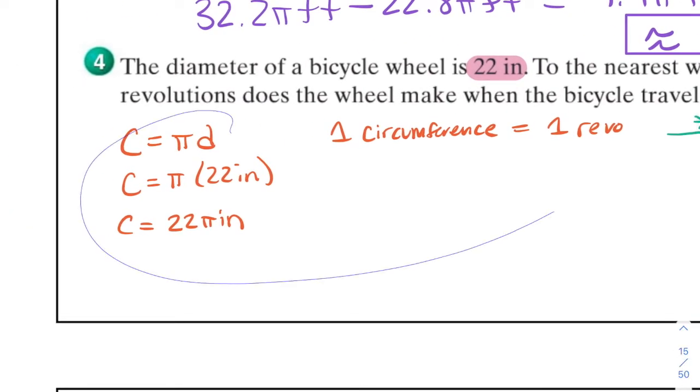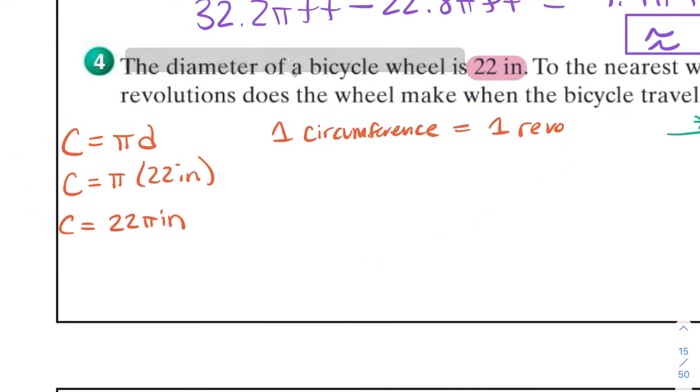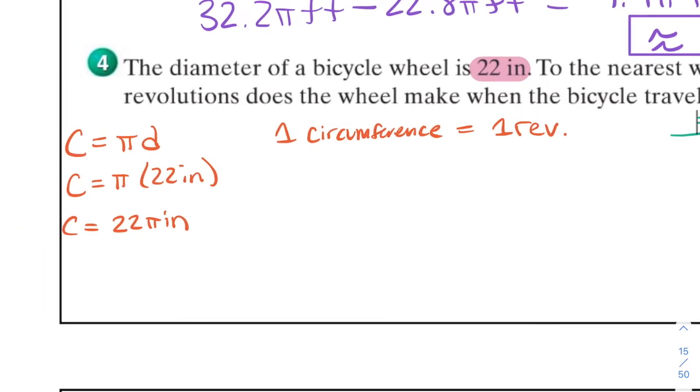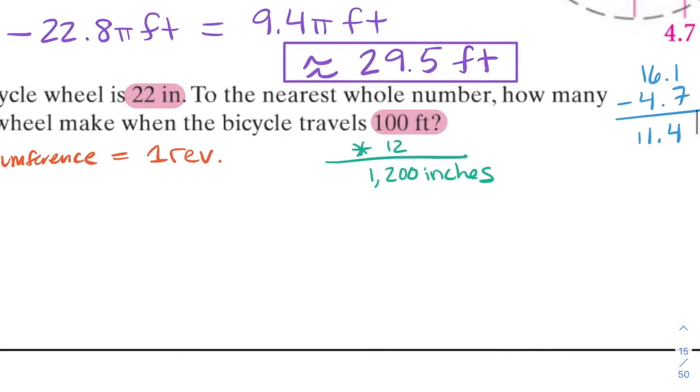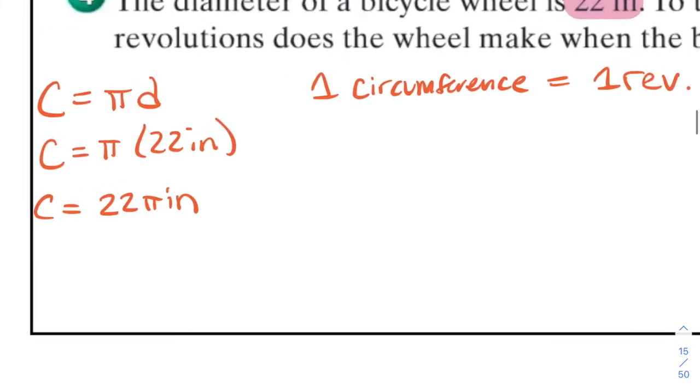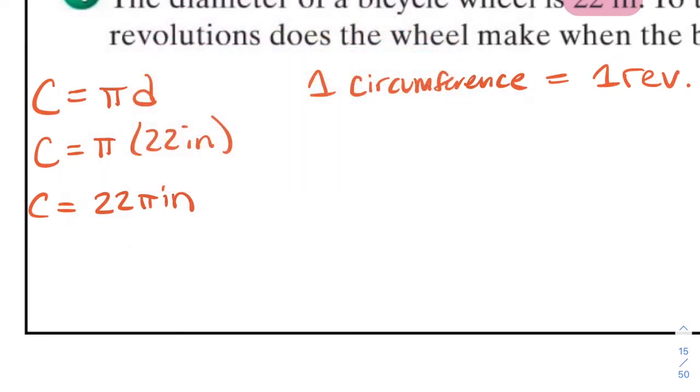I'll just call it one rev. So the amount of revs is equal to the circumferences. So the question is, how many circumferences are in 1,200 inches? So I'm going to keep that as simple as possible, but I'm going to do 1,200 divided by 22 pi. And you need to be careful. In your calculator, you're going to want to enter it this way, 22 pi. You want it to divide by both 22 and by pi. If not, you have to do them in two separate transactions.